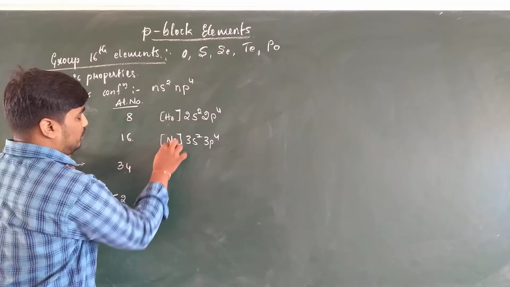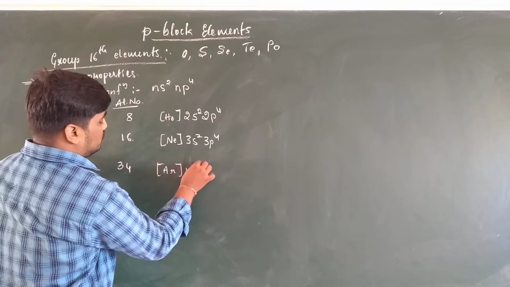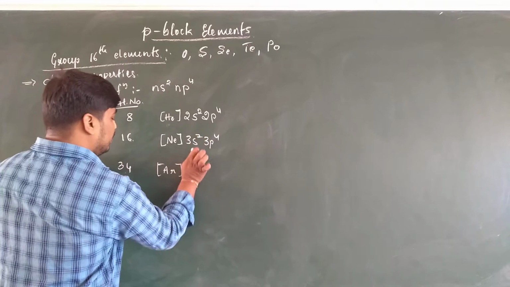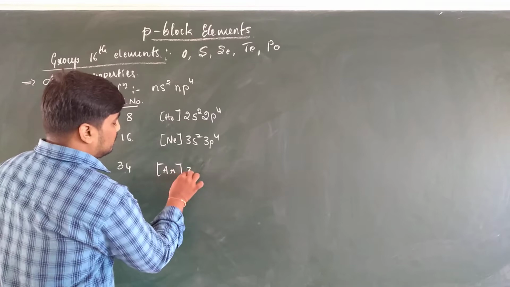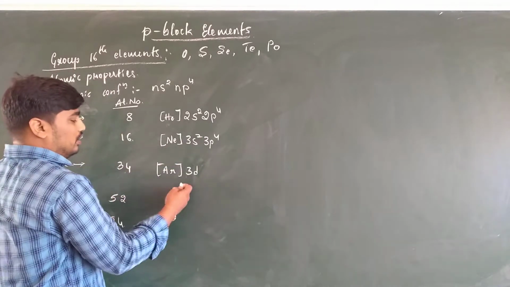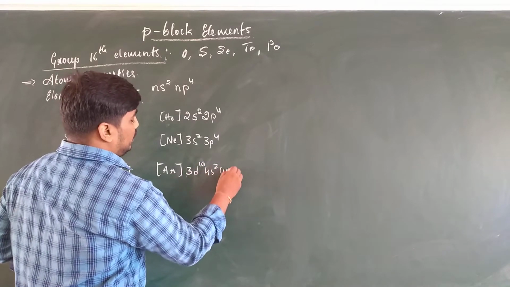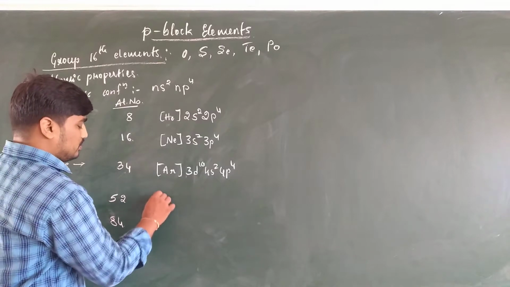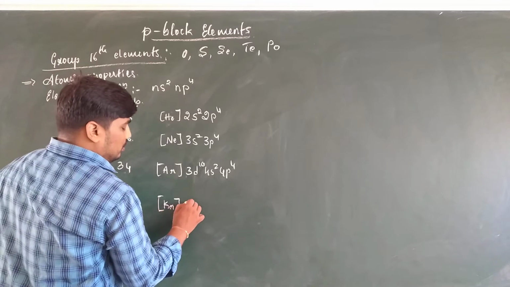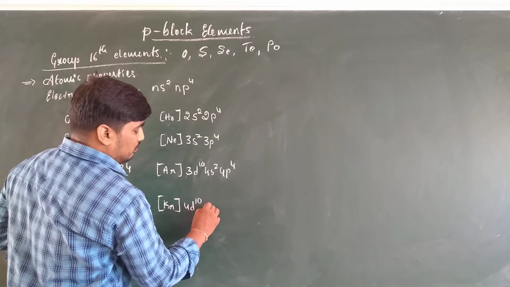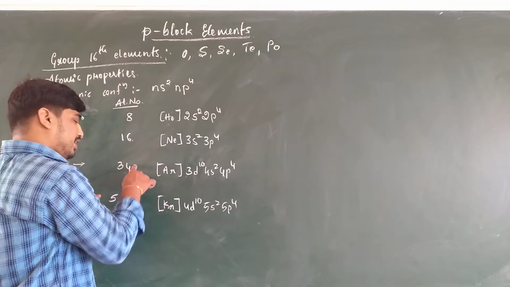Next, argon 4s2. Now the d orbital is entered, therefore we should first write the 3d series, which is entered along the period: 3d, then 4s2, 4p4. Next, krypton 4d10, 5s2, 5p4. Now here 18 plus 18.